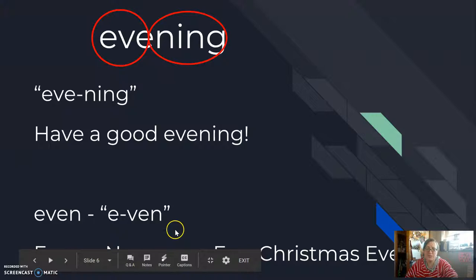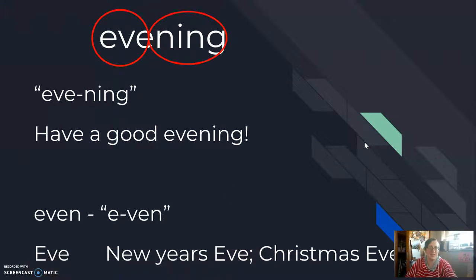I also have this note down at the bottom. We also shorten this word evening to eve, especially when we talk about a holiday, New Year's Eve. What this actually means is the evening before New Year's, the day before New Year's Day. Christmas Eve.